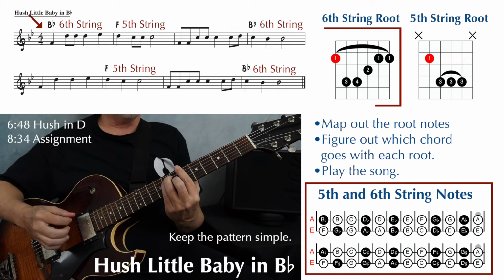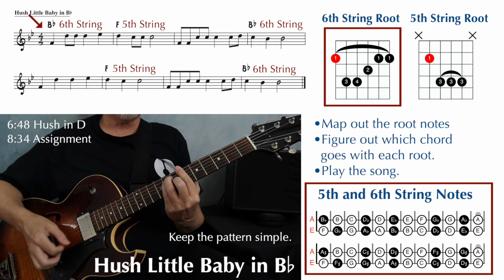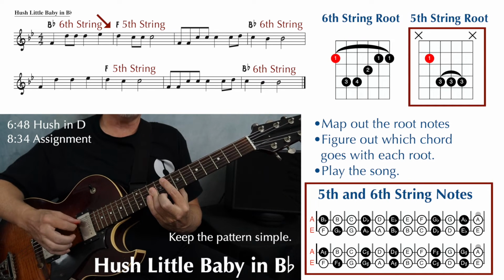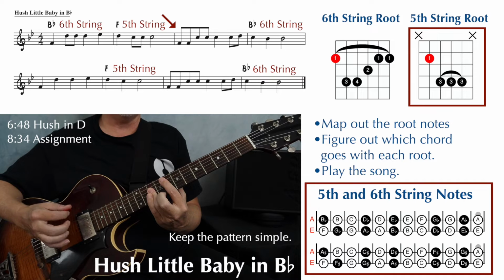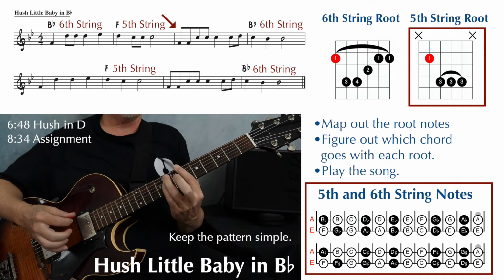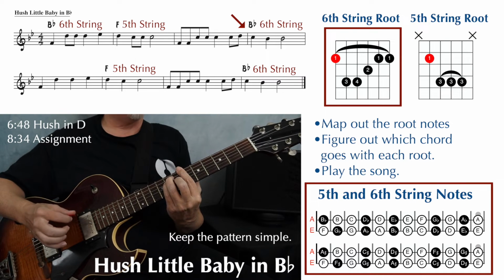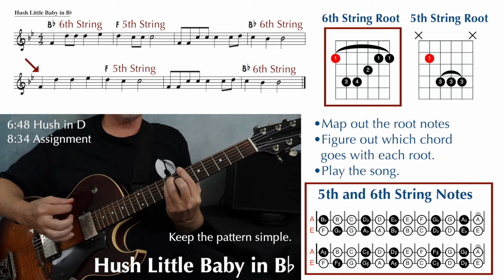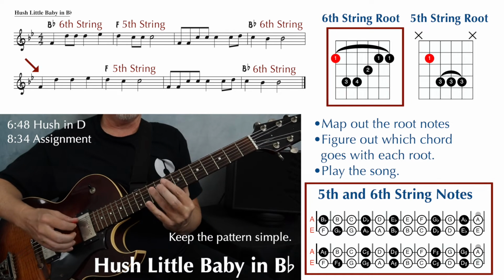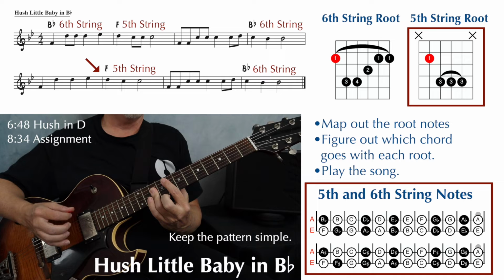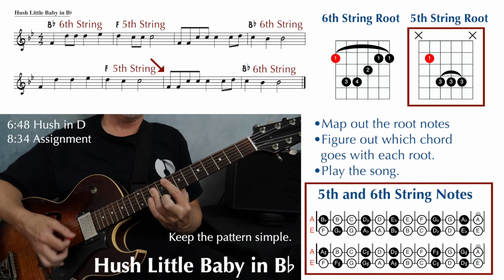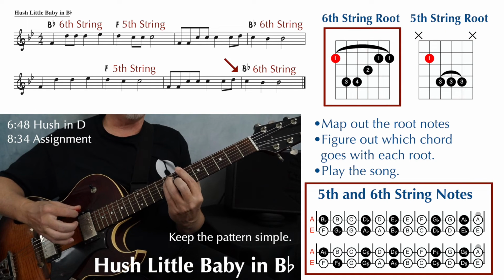So we have the first line, still F, to B flat. Next line, still B flat, to your F, to your B flat.